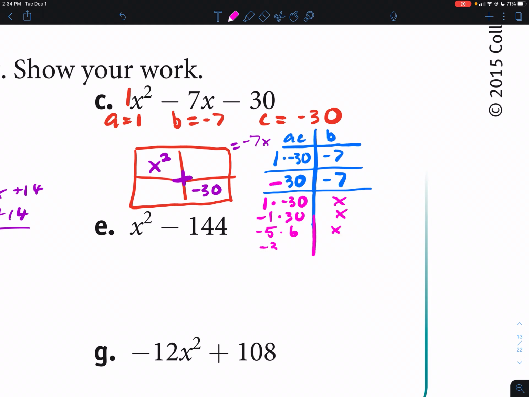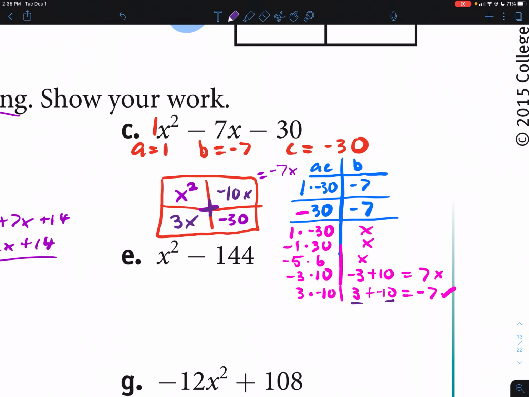What about -3 times 10? Well, -3 plus 10 would give us +7, so it's not that one. So 3 times -10, so 3 plus -10, that gives us -7, so that's the right one. So those are the numbers we're going to put in our box. 3x and -10x both add up to give us the -7. So you need to fill in your box. You need to do this part first before you start trying to figure out what's on the outside.